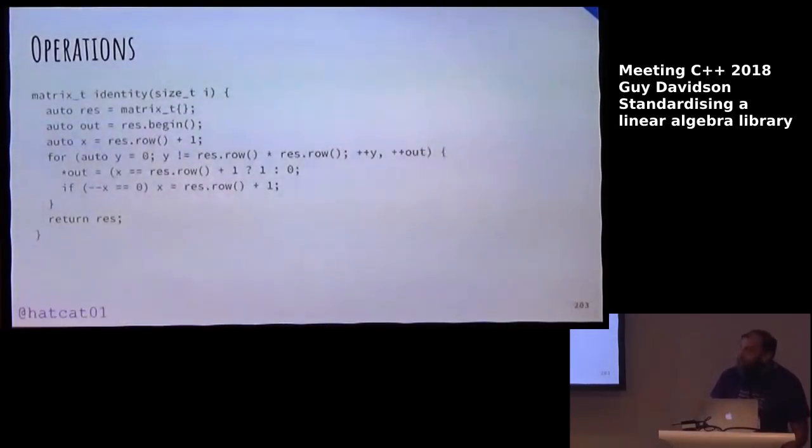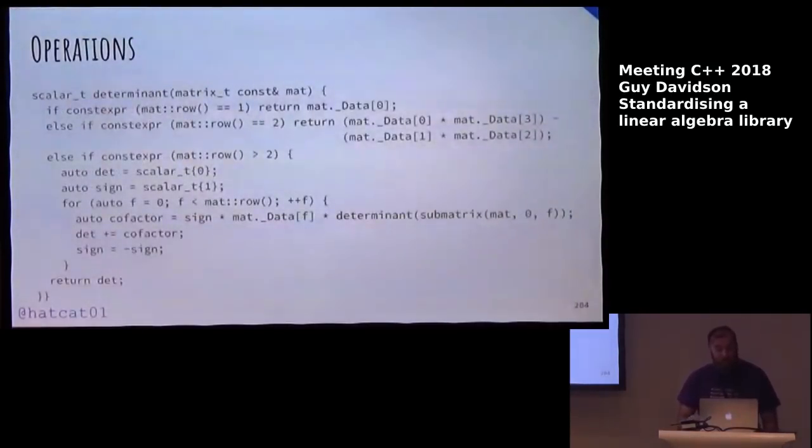So the identity matrix is the matrix which leaves matrices unchanged under multiplication. So generating one looks like this. Again, we can look at the slides on the recording. The determinant is a little less trivial. This is a recursive algorithm with the use of if constexpr there, Alexei. All right, no, okay. Use of if constexpr there for base cases.